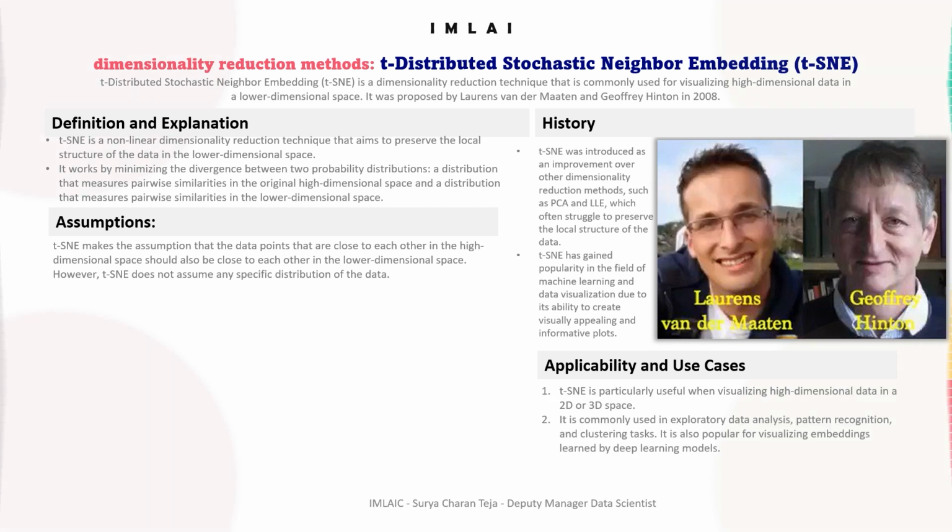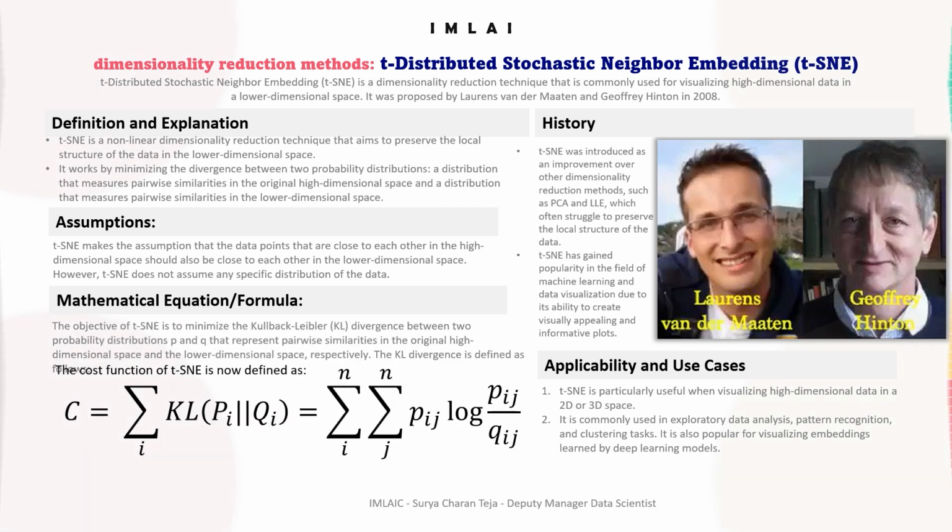So, now let's look into the mathematical equations which are involved in t-distributed stochastic neighbor embedding. So the objective of t-SNE is to minimize the Kullback-Leibler divergence between two probability distributions P and Q that represent pairwise similarities in the original high dimensional space and the lower dimensional space respectively. The KL, or Kullback-Leibler divergence, is defined as the following. So the cost function of t-SNE is now defined as following.